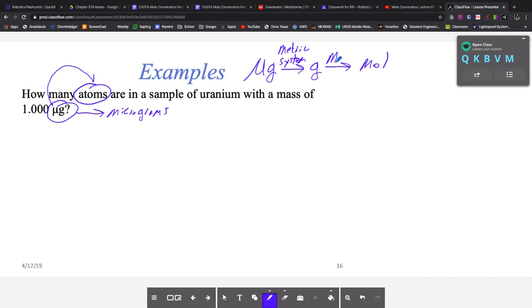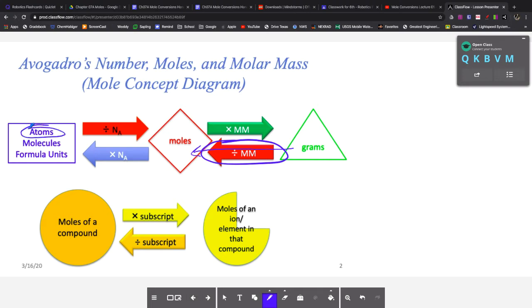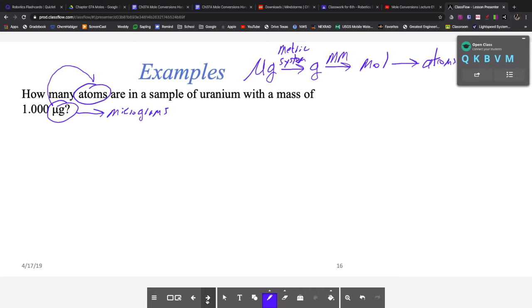So we're going to use the molar mass to change from grams to moles, and then to go from moles to atoms, since uranium is an element, we're going to be going to atoms. So we're going to use Avogadro's number. And specifically, we're following the bottom arrow, we're going to be multiplying by Avogadro's number. So we use Avogadro's number to change our moles to atoms. So now, it's not just a simple one-step problem. Now it's a three-step problem.